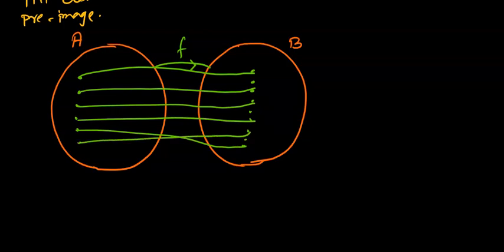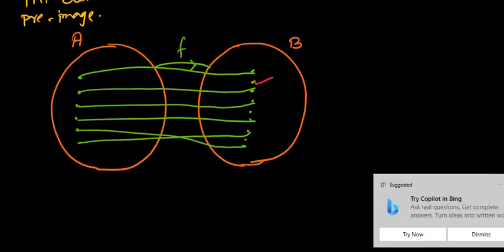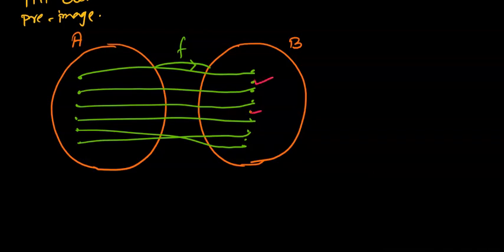Now you see in the codomain there are some elements where no element from the domain has mapped. This element, this element, this element and this element. These are elements where no element from the domain has mapped. So these elements have no pre-image. Therefore this function is not surjective.